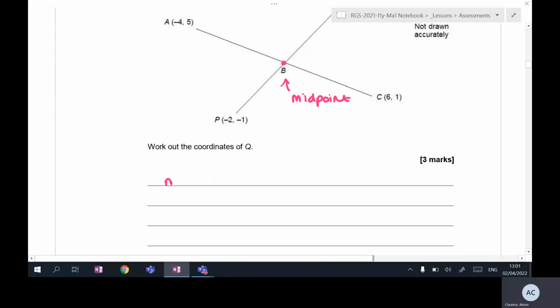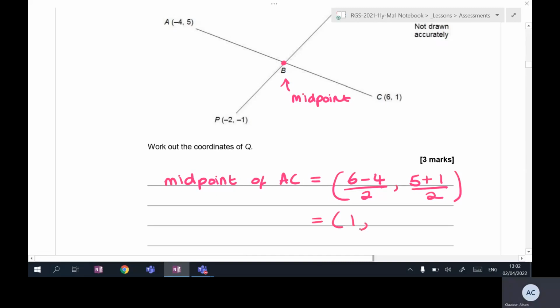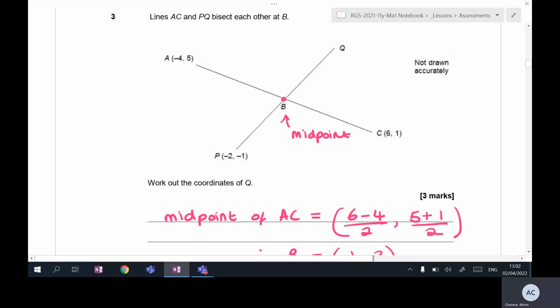And to find the midpoint, you average the x coordinates and average the y coordinates. So I'm going to average 6 and minus 4. And then I'm going to average 5 and 1. So I know those coordinates of B is 1, 3. So remember, 1, 3 is also the midpoint of P to Q. Okay, so we don't know what this is. I'm going to call it x, y.